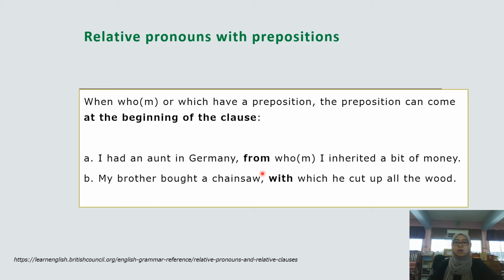Now look at B. My brother bought a chainsaw. With is the preposition, which is the relative pronoun. He cut up all the wood. So this is the preposition that appears at the beginning of the clause. Later we will see how it is when it is at the end of the sentence or of the clause.